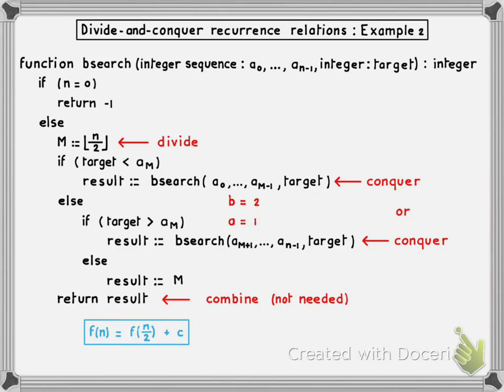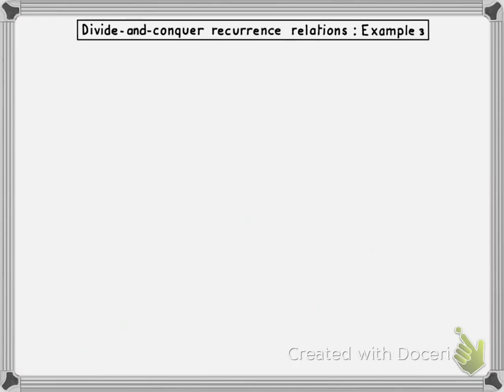Notice one interesting aspect of this example is that a does not have to be equal to b. So in the previous example, a and b were both equal to 2. In this case, a is strictly smaller than b, and there will be cases where a is strictly greater than b. So keep that in mind for later when we discuss the solution to these recurrence relations. But for now, let's wrap up this segment by considering our third example, namely the min-max algorithm.